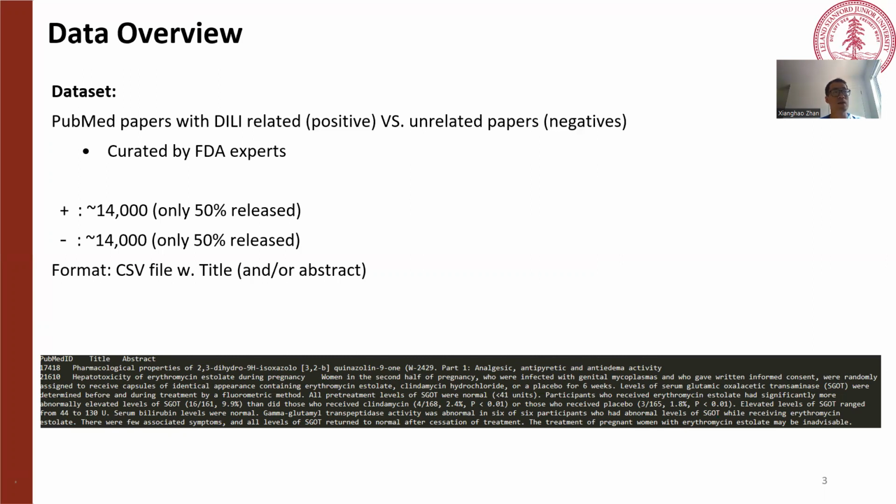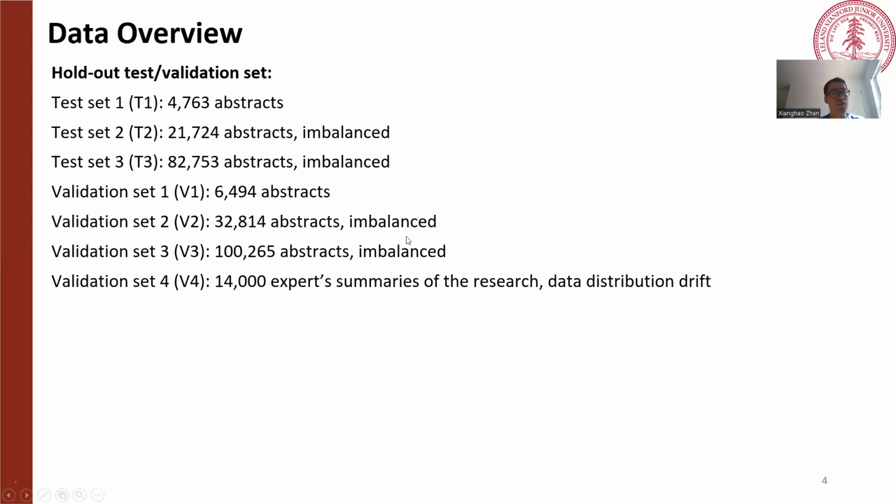For the positive cases, there were about 14,000 cases, and only 50% was released for the development stage. And for the negative cases, there were also around 14,000 cases, and only 50% were released for the development stage. The format of the data includes CSV files with title and or abstract. Not all samples are with both title and abstract. And here is just a brief snapshot of the data format. With this released dataset, we can develop models. And finally, the performances will be tested on the holdout test or validation sets.